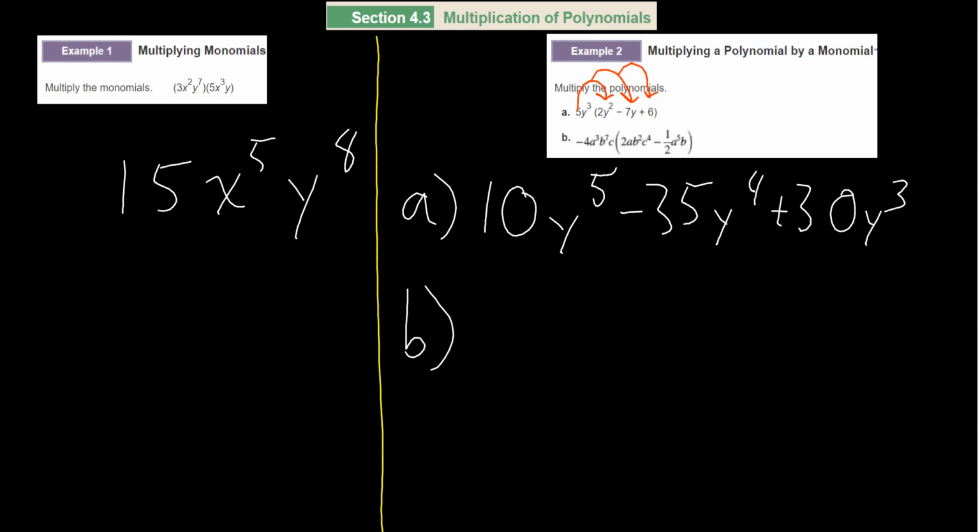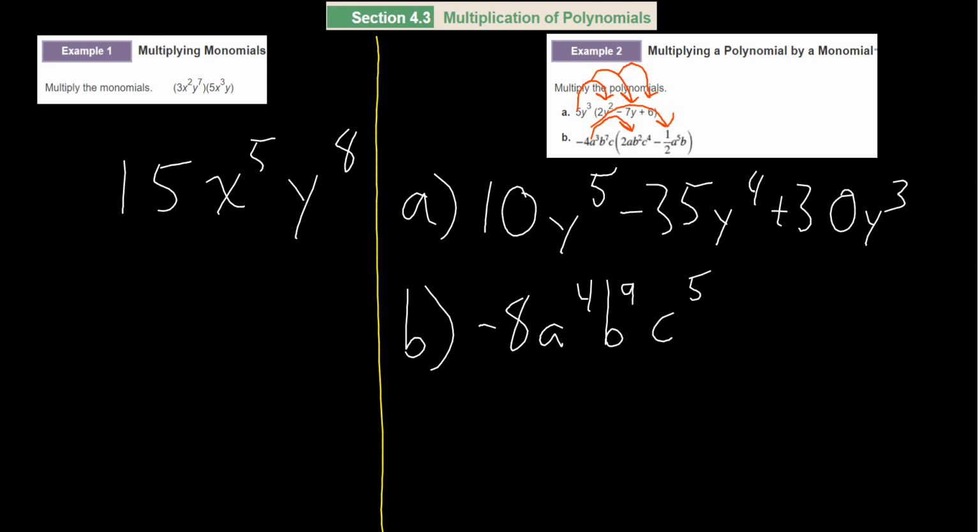Okay, same procedure. We're going to distribute here, and then we're going to distribute here. So negative 4 times a positive 2 is negative 8, and then a cubed times a is a to the fourth, and then b to the 7th times b squared is b to the ninth. And then c times c to the fourth is c to the fifth.